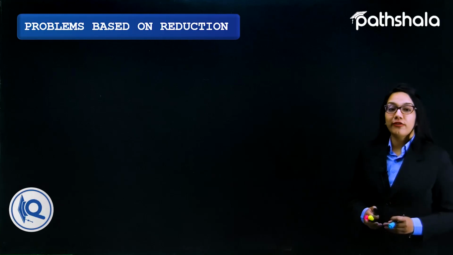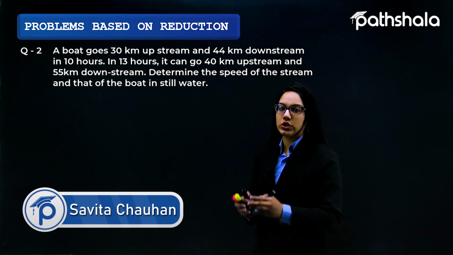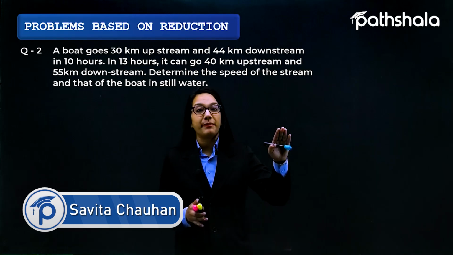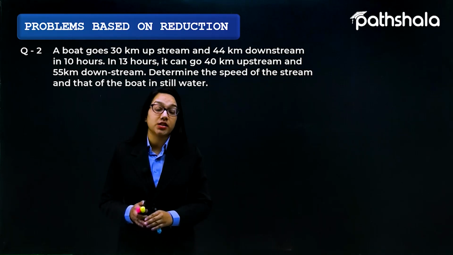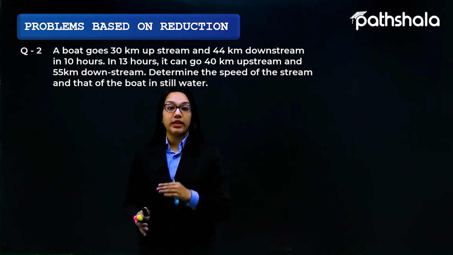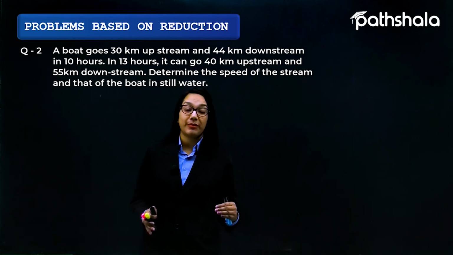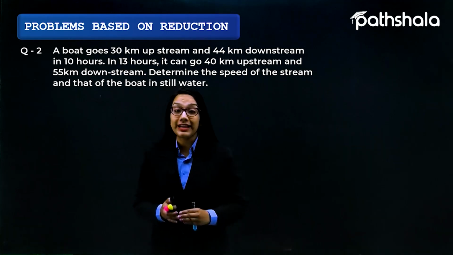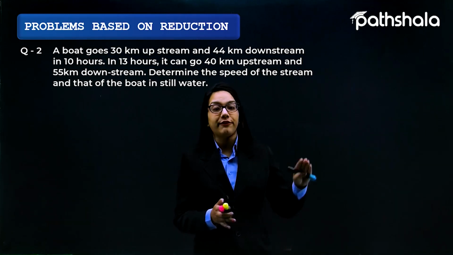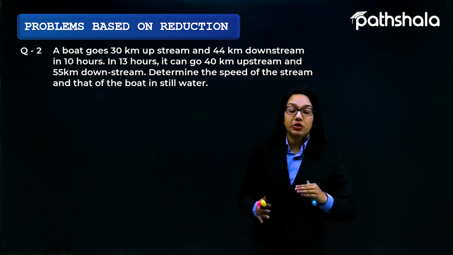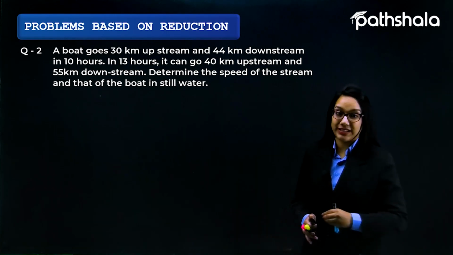So let's move on to question number 2, which says: a boat goes 30 km upstream and 44 km downstream in 10 hours. In 13 hours, it can go 40 km upstream and 55 km downstream. Determine the speed of the stream and that of the boat in still water.